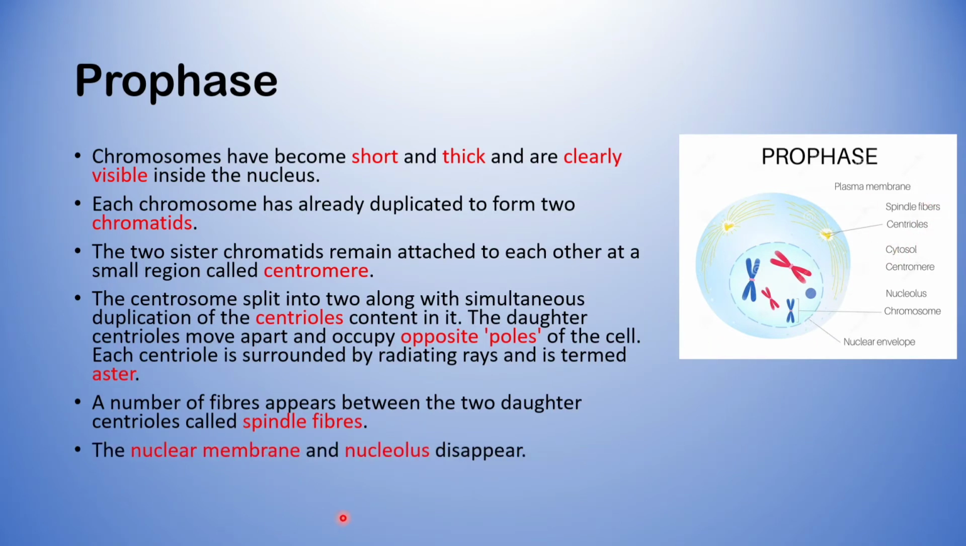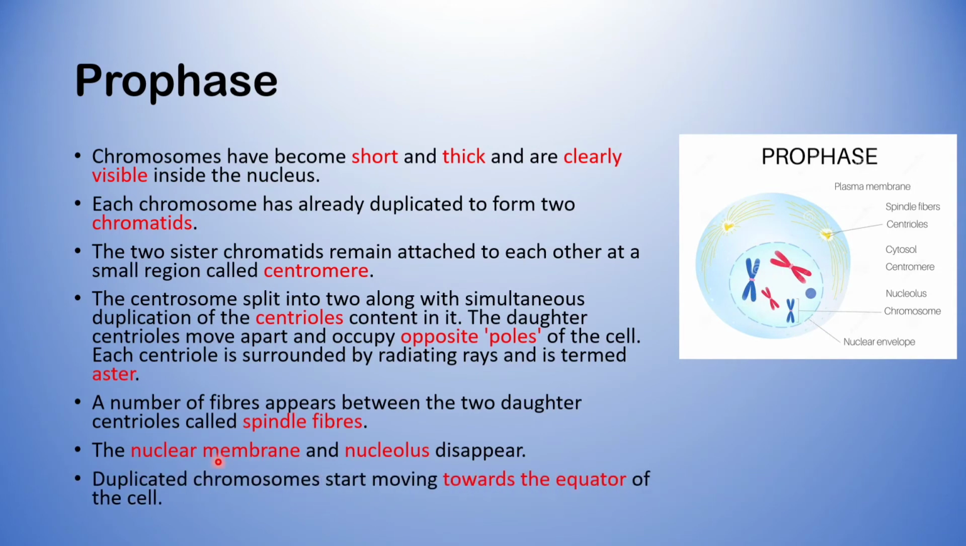Now the nuclear membrane and nucleolus disappear. Obviously, for the division and splitting of the chromosomes, the nuclear membrane and the nucleolus should disappear. Now the duplicated chromosomes start moving towards the equator of the cell.